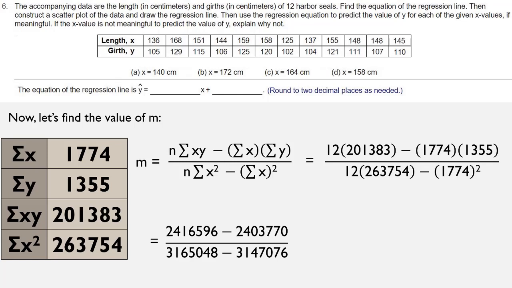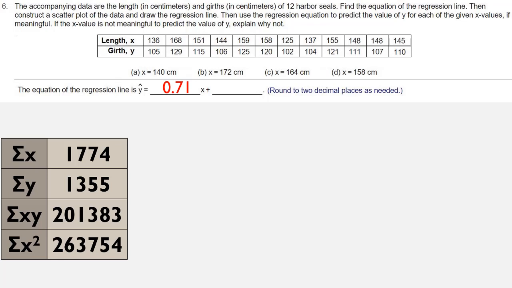We do those two subtractions, and we end up with 12,826 over 17,972, which reduces to 6413 over 8986, and as a decimal, it's 0.71. We were asked to round to 2 decimal places above. So we'll fill in the m in our regression line equation.